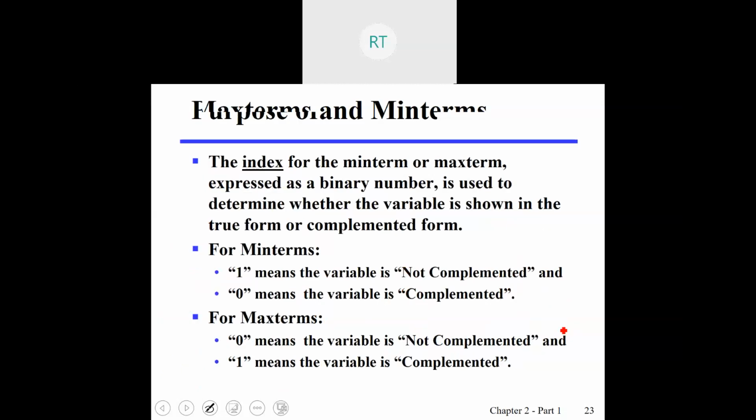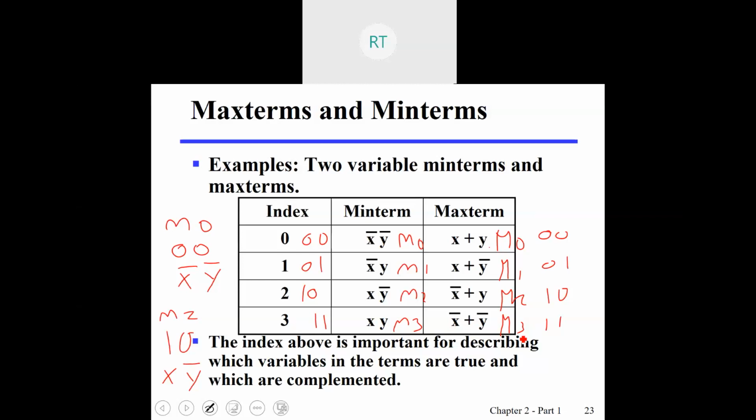What is the index? Index for the min term or max term is expressed as a binary number. It is actually used to determine whether the variable is shown or not. Okay? Min terms, you have 1, it means not complemented. 0, it means it is complemented. So when you read 0, 0 in min terms, m0, it is actually X bar, Y bar. This is for min terms. In max terms, when you read a 0, it is not complemented. So the opposite. So 0, 0, not complemented. It's going to be X or Y. Clear? So this is the difference between min terms and max terms. So see here, the 0, 0 is actually X or Y for the max term.